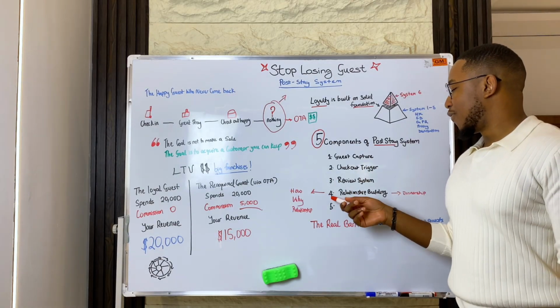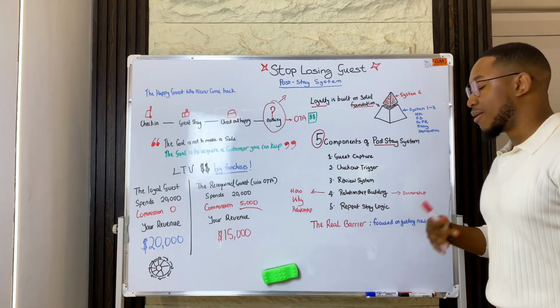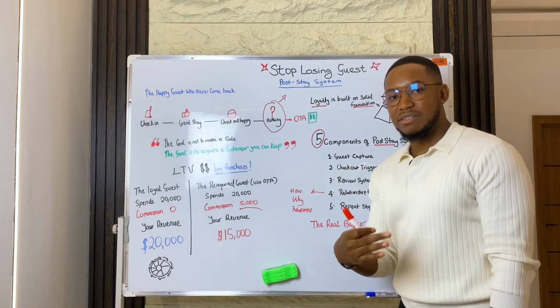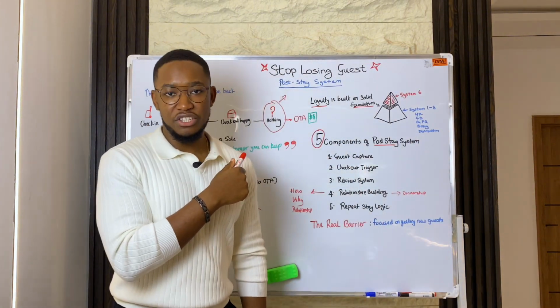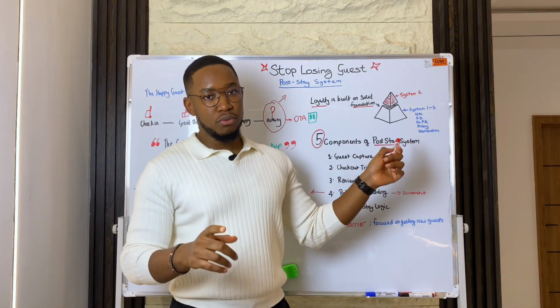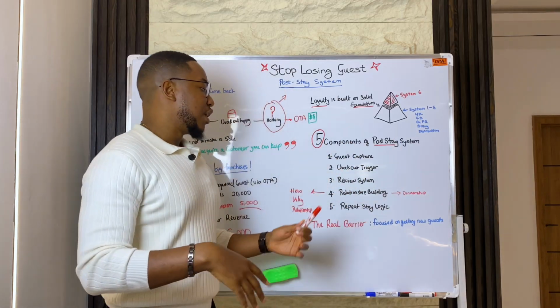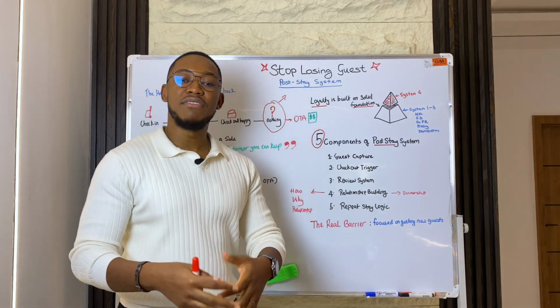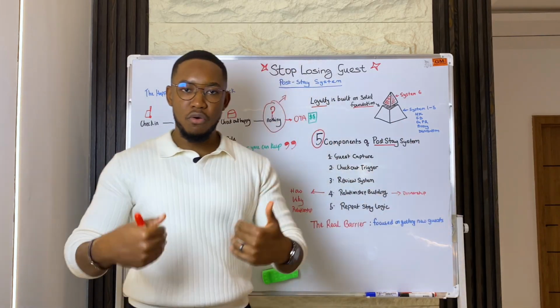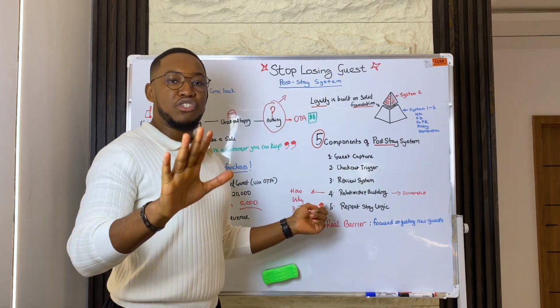So component number 4, relationship building. Now, this is where money actually gets made. If a guest books through OTA, they own the relationship. If the guest books through you, you own the relationship. Now, your plan here is to begin to take over that ownership. Basically, have the guests move from their list to your list. Now, how do you do this?